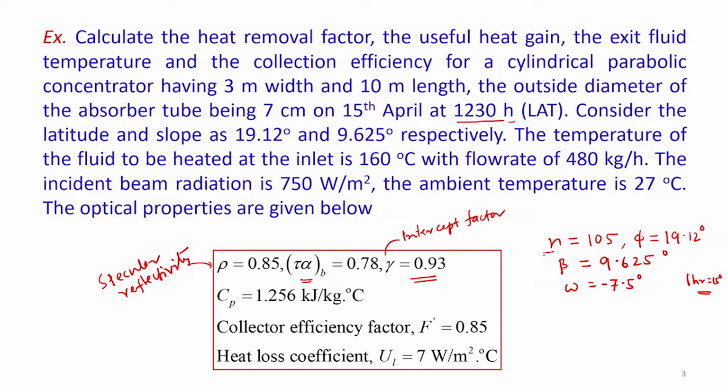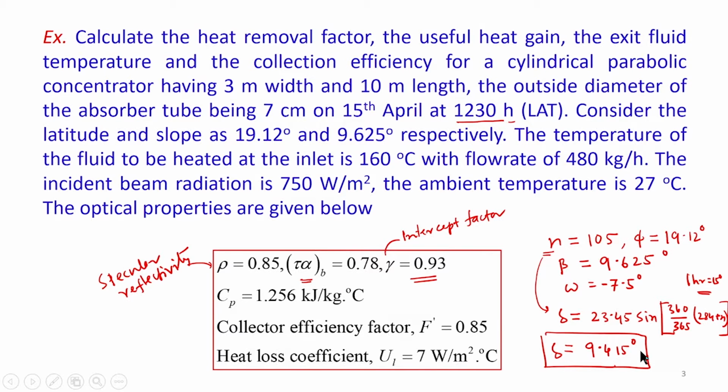Okay. So, if we know n, then from that we can calculate delta or declination. We know the expression for declination, which is 23.45 sine of 360 divided by 365 times (284 plus n). If we substitute the value of n, which is equal to 105, then delta or declination is found to be 9.415 degree. So, declination is known. We know now phi, then beta slope, then hour angle and declination.